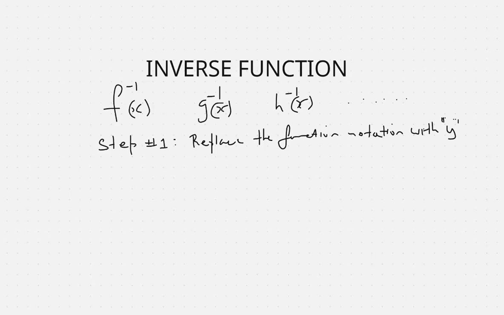G of x. H of x. This is what we call the function notation. Basically, whenever you get a function, you're going to replace that symbol with the letter y. This symbol and this symbol and this symbol, whichever one they use, you're going to replace it with the letter y. That's step one.